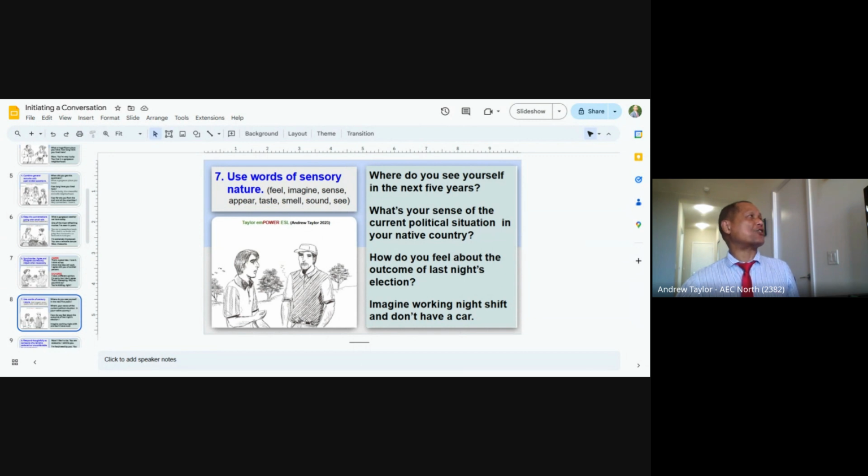use words of sensory nature. When you use words like, I feel, you seem, you look like, you know, it is more sensitive and more effective communication. Instead of saying, I am depressed, don't say, I am depressed. You cannot diagnose yourself with depression. You say, I feel depressed. Because it's your feeling, people cannot argue. But if you say you are depressed, why do you know? You're not a doctor. It's your opinion, right? So, I feel depressed today.